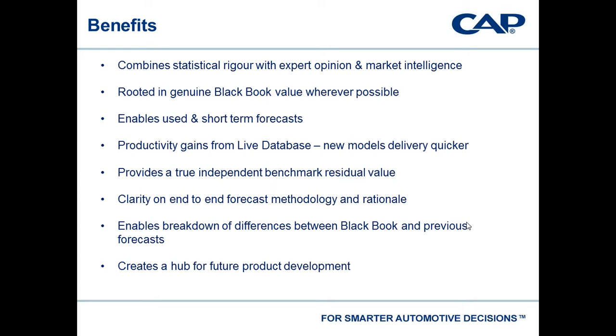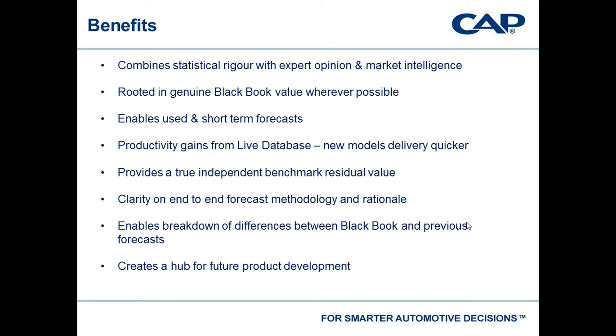And one thing that we can't do today is break down the differences between today's Black Book value and our historical forecasts. I can tell you in total how accurate a forecast was, but in the future we'll be able to say, right, well it's different by say 6%, 4% of that was the market, 3% the other way was new model premium, whatever it happens to be, to a very granular level, and hopefully that all feeds back into our forecasting process. And it's a hub for future product development.